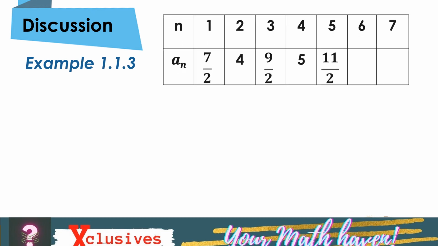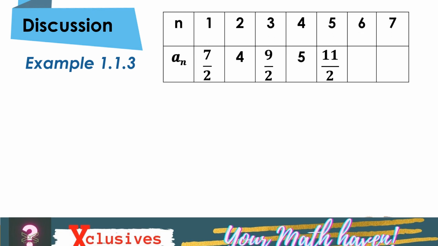Using the rule, I am pretty sure you're confident enough to solve with me the 6th and the 7th term of the sequence. Going back, the rule that we got was a sub n is equal to 3 plus 1 half n. To solve for the 6th term, again, we will substitute n with 6. Now let's start solving. We have to write first the constant number 3. So that is 3 plus 1 half n.